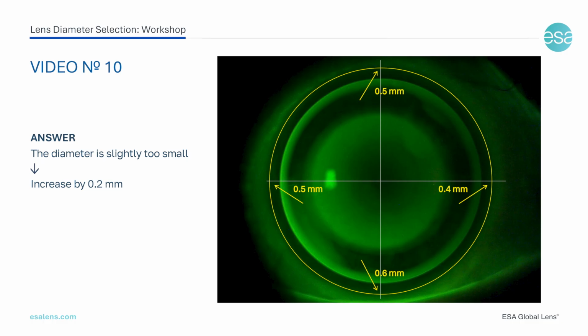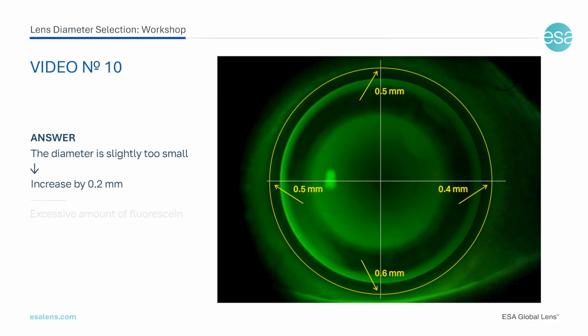The cornea is nearly round, and it appears that the vertical diameter is slightly larger than the horizontal. We see a total vertical gap of 1.1 mm, while the horizontal gap is 0.9 mm. Both values are above our 0.8 mm target. Increasing the diameter by 0.2 mm will bring the horizontal gap to a perfect 0.7 to 0.8 mm, and the vertical to a safer 0.9 mm, providing much better stability.